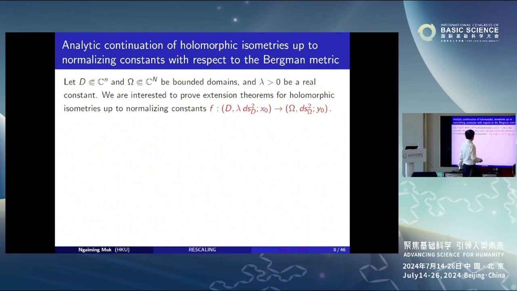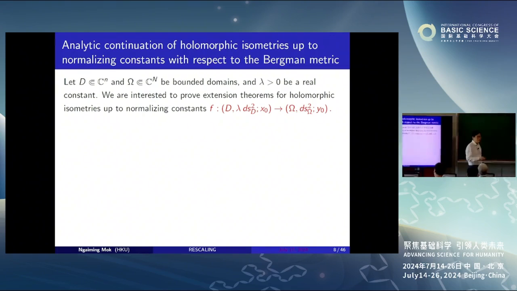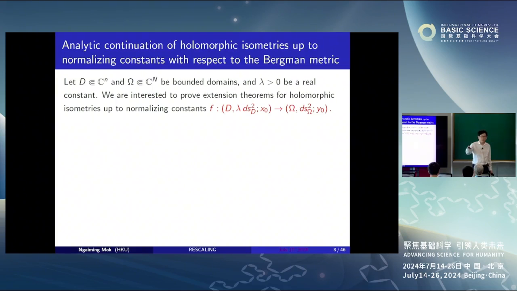Okay, now let me address the question of analytic continuation of holomorphic isometries. I learned to try to treat this problem. So the question is, if I am given a germ of holomorphic isometry, let's say between 2 bounded domains, in particular between 2 bounded symmetric domains, can I analytically extend it?